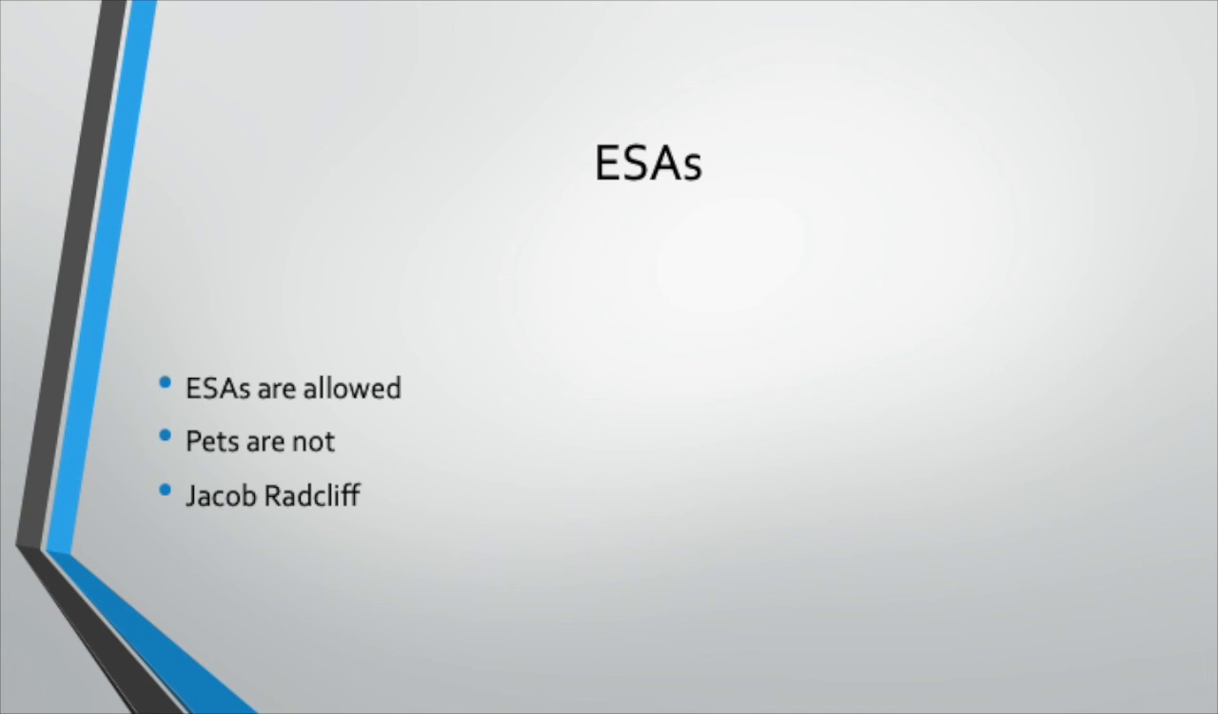ESAs, also known as emotional support animals, and service animals are allowed at the University of the Cumberlands. Pets, however, are not. If you have an ESA or a service animal that needs to be accommodated at the school, that's totally allowed. You will just need to contact Jacob Ratliff, and he will be able to get you the information that you need so that your animal can be accommodated. This will definitely be much further explained in in-seat orientation.